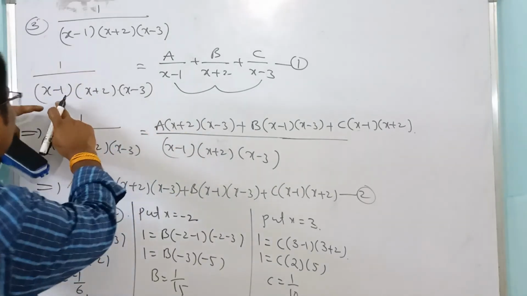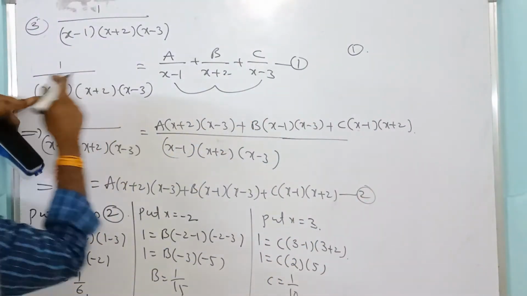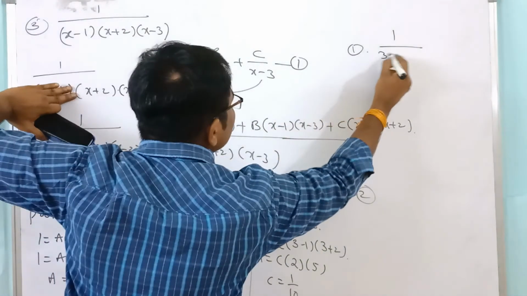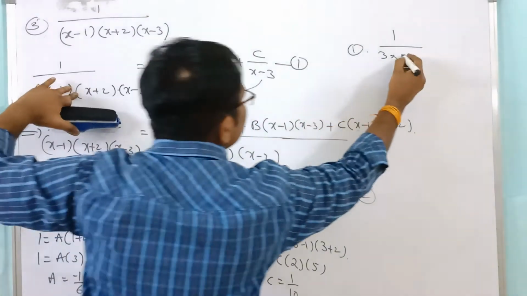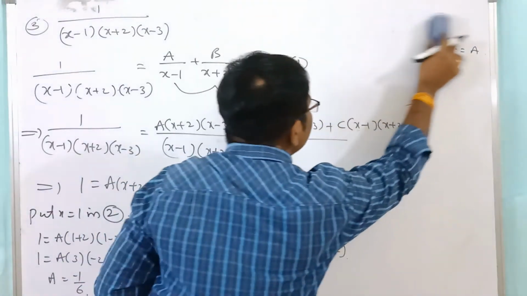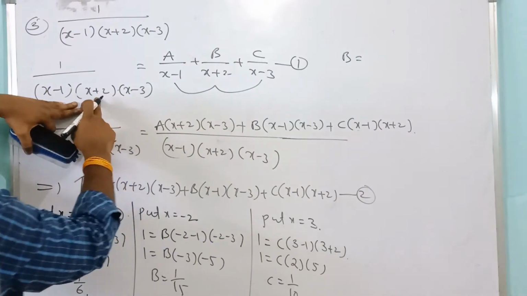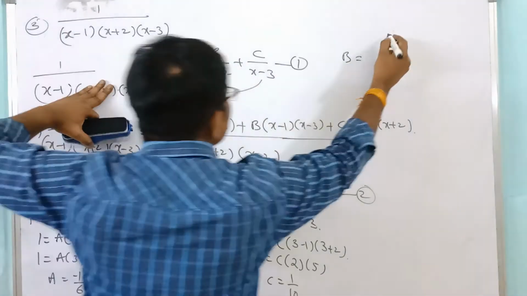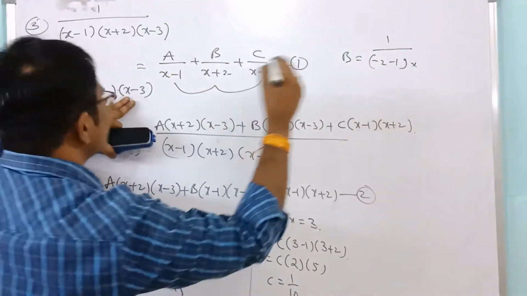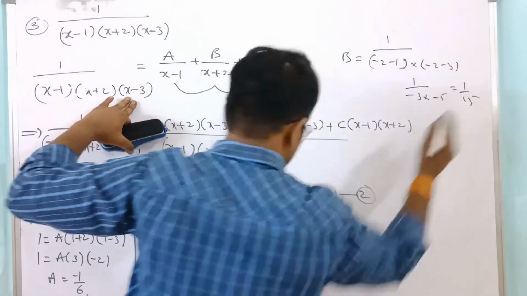If you substitute in LHS, equation number 1, x equal to 1, except this factor: don't substitute here. Then 1 by (1 plus 2)(1 minus 3), that is 1 by 3 into minus 2, that is equal to minus 1 by 6, that is A. Right? For getting B, what do we have to substitute? x equal to minus 2 in LHS, except this factor; don't substitute here. So 1 by (minus 2 minus 1)(minus 2 minus 3), 1 by minus 3 into minus 5, 1 by 15.